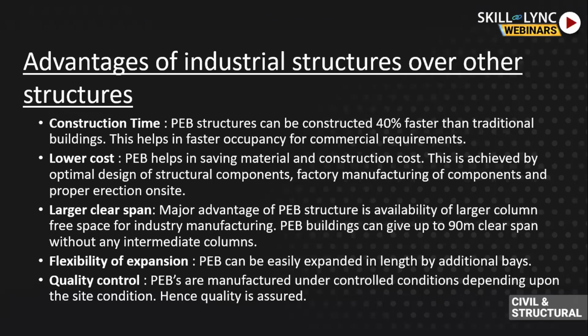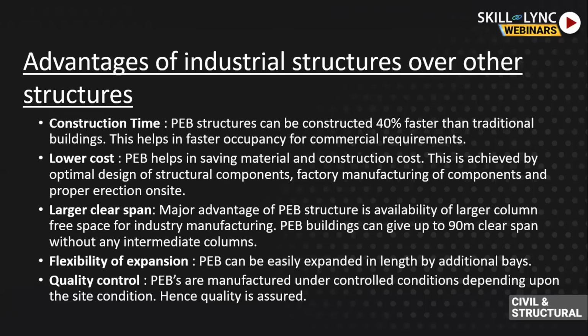And then the major advantage of this industrial structure is you have a large clear span without any intermediate columns. If you take any industry, they require a large space inside without any obstructions for their goods or materials moving inside the buildings. That can be achieved in these industrial structures, which is not possible with any other traditional forms of construction. So this 90-meter clear span is very general. We have almost achieved a 150-meter clear span as well in certain constructions.